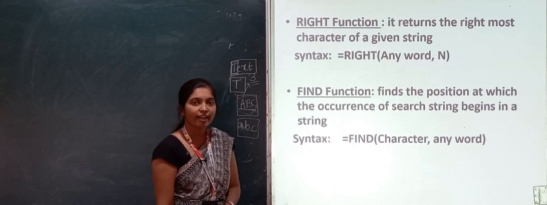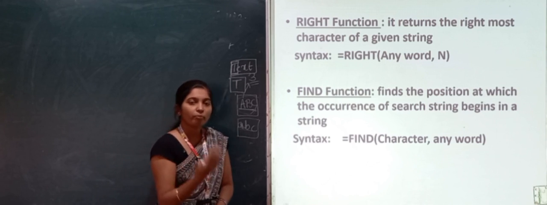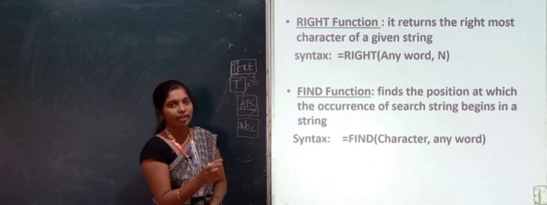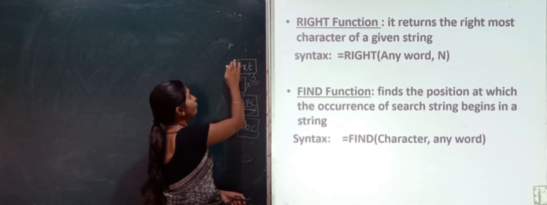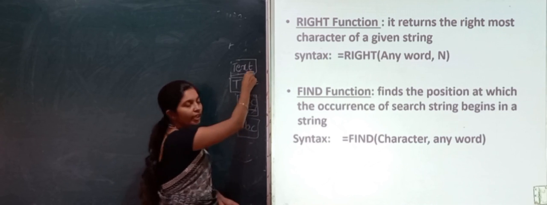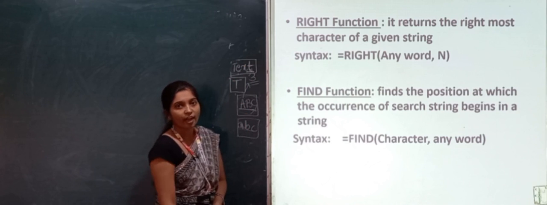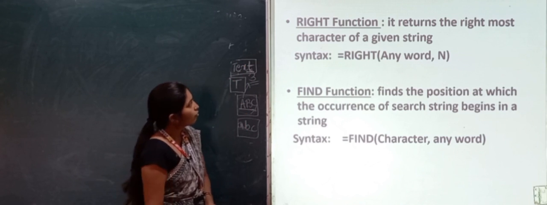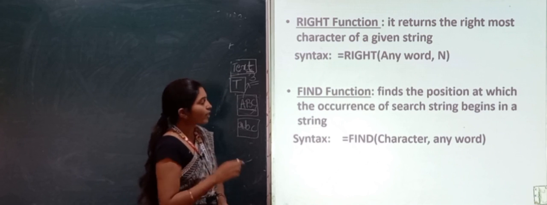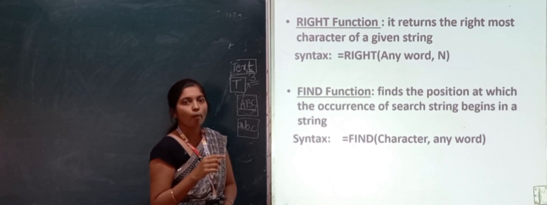Next one is the right function. As with the left function, it will provide the right characters of any word. If I use the right function, it will provide the rightmost characters of a given word. The syntax is equal sign RIGHT in brackets, any word comma n.